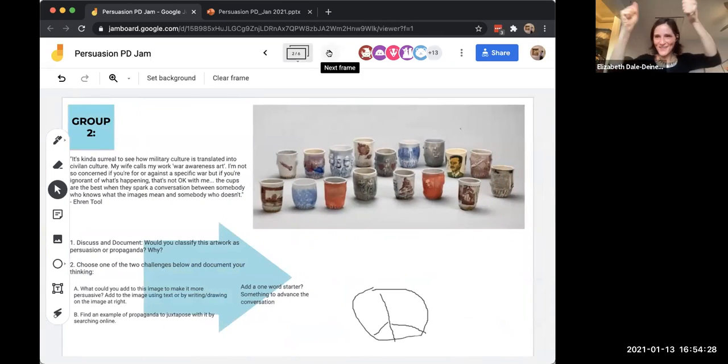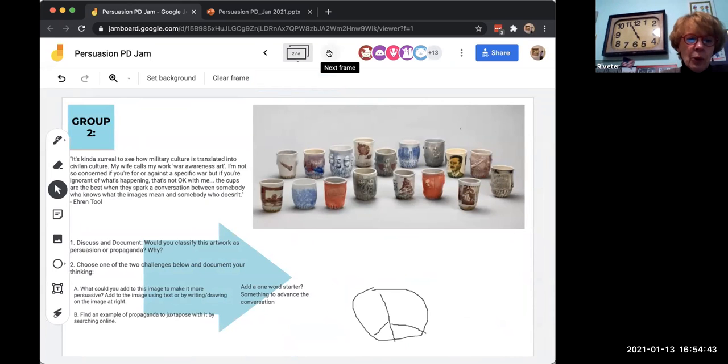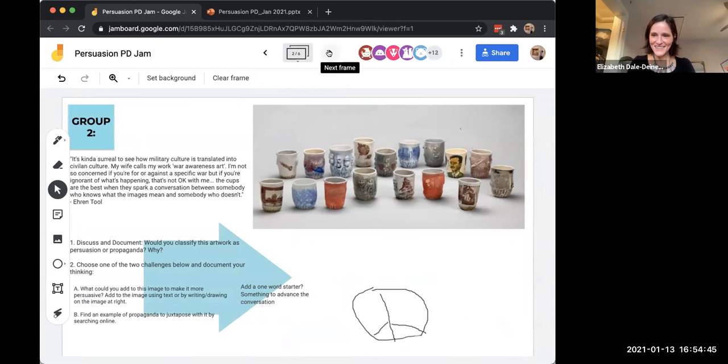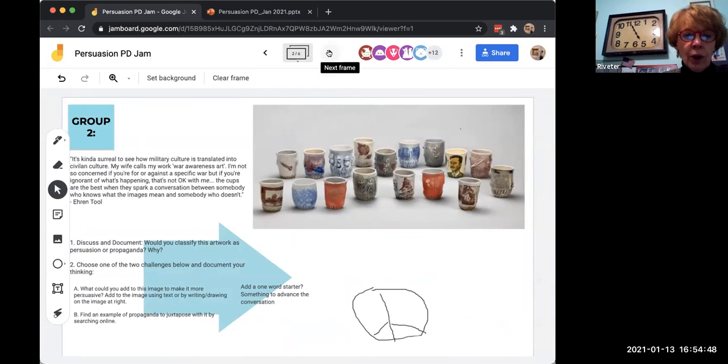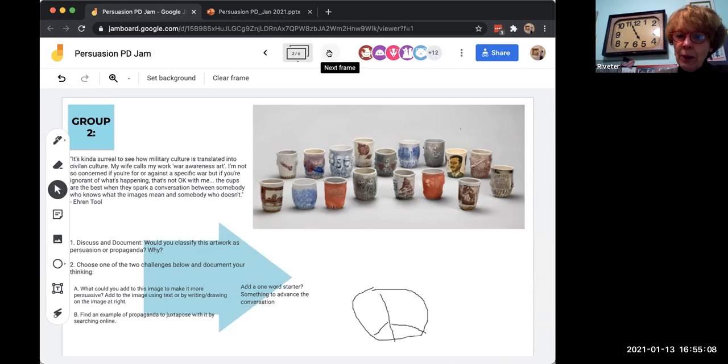I love that you added to this Jamboard. Awesome. What, in addition to your peace symbol, came out of your conversation that you want to share with everyone? Well, we went with A, and we talked about the need maybe for a one-word conversation starter to really advance this. We thought that the mug with the picture on it, especially the color, really stood out, and we viewed that as more persuasion.